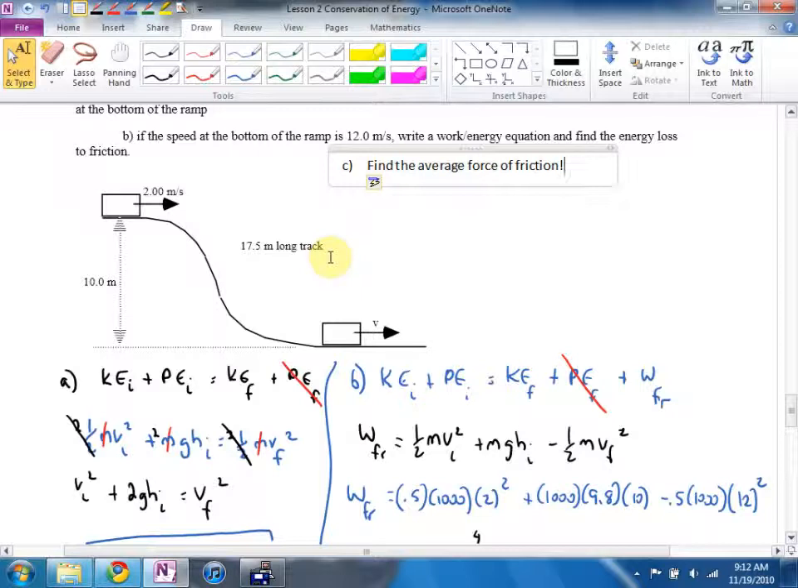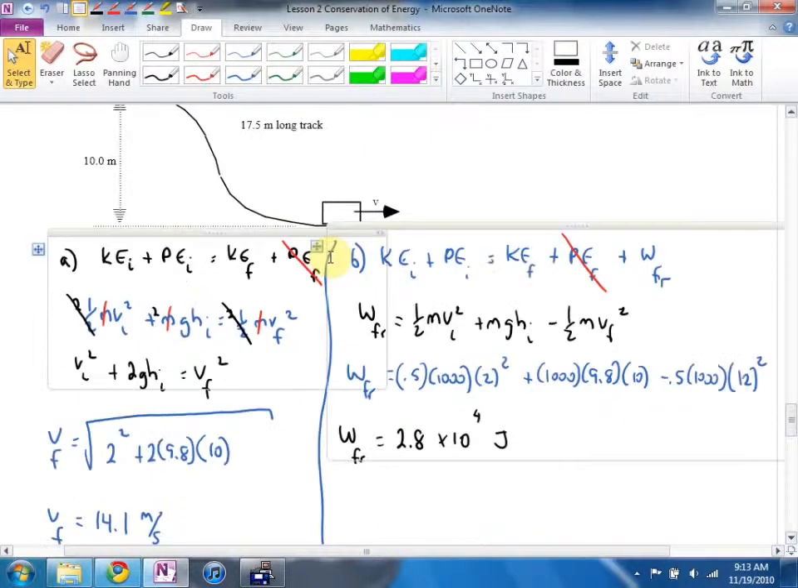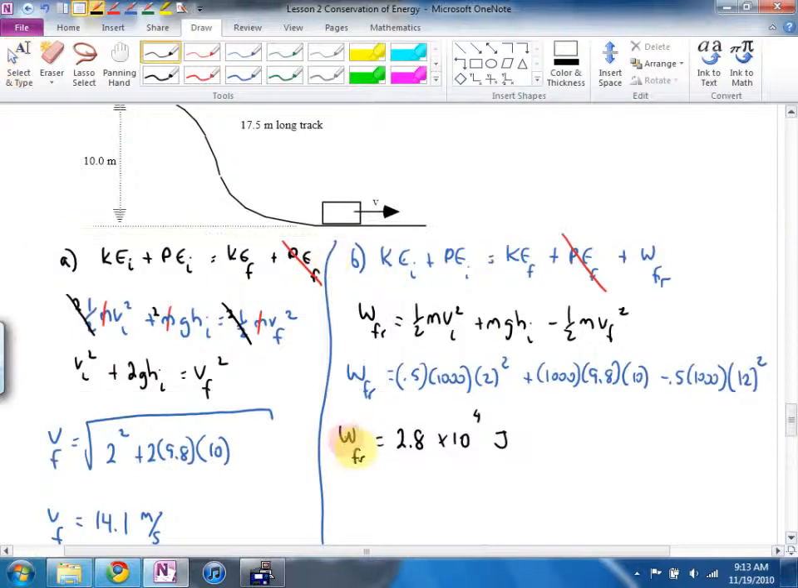Now how can I do that? What did we just find, Tyler, in part B? Specifically, can you say in terms of work, the work done by what? What does the W stand for? In terms of work, the work done by what? Very good. And work is what times what? If I want to do part C, I think what you're saying is the work done by friction is equal to the force of friction times the distance that friction acted for.